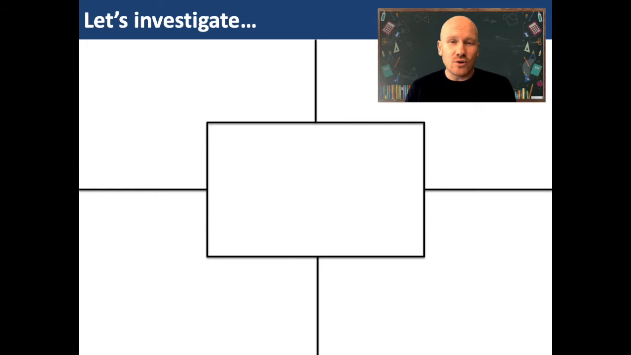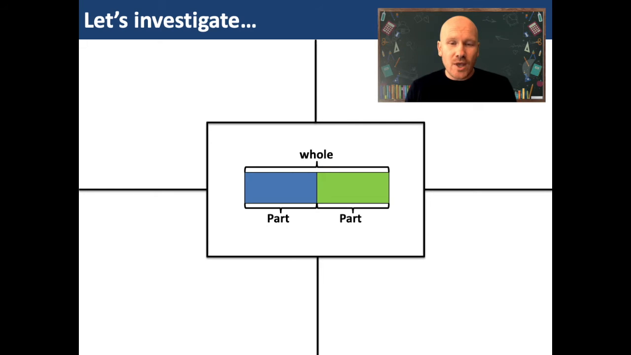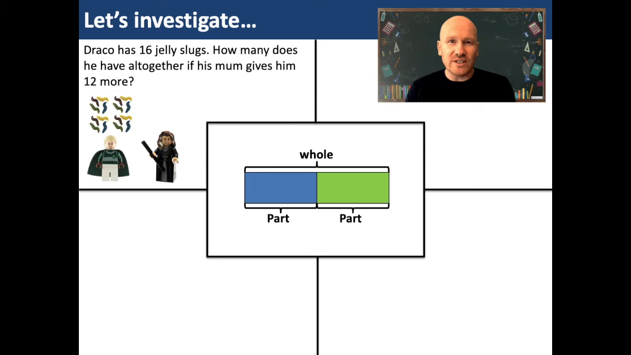And in order to do that, you're going to draw the bar, you're going to describe the whole amount, split it into parts and then describe those parts. We'll look at the first one together. Draco has 16 jelly slugs. How many does he have altogether if his mum gives him 12 more?